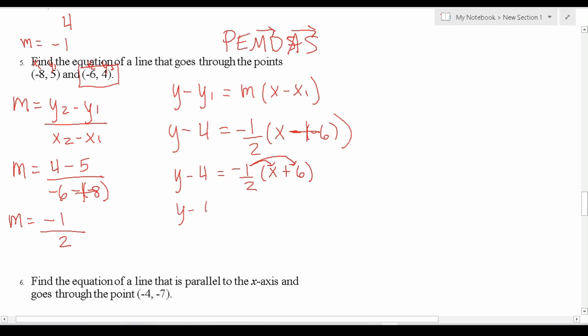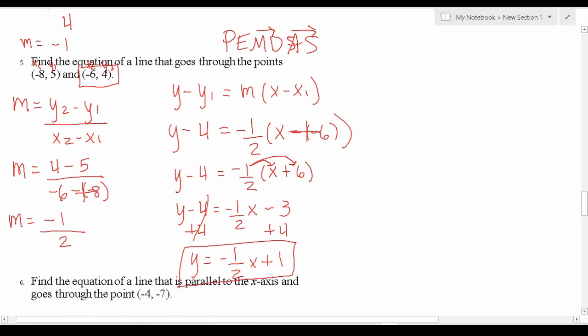So y minus 4 equals negative 1/2 times x, which is just negative 1/2 x, as well as negative 1/2 times 6, which is going to be negative 3. Again, half of 6 is 3, and it's negative times positive, so we know it's going to be negative. Let's add 4 to both sides to get y by itself, and that leaves us with the equation y equals negative 1/2 x plus 1.